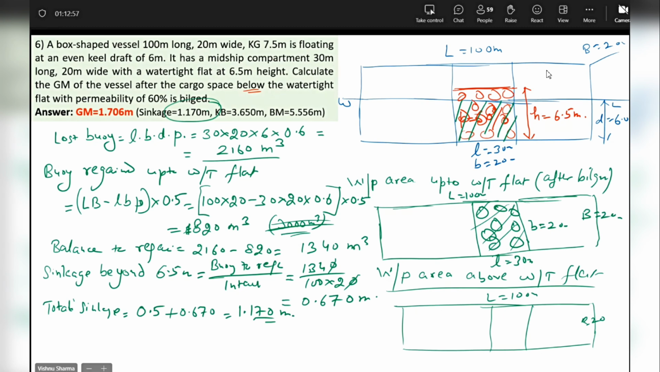Bilging is happening up to the water line. Your lost buoyancy is up to 6 meters, but how much you will sink will depend on how much you have lost. That is not in your control. Yes or no? You have to regain that much, correct?